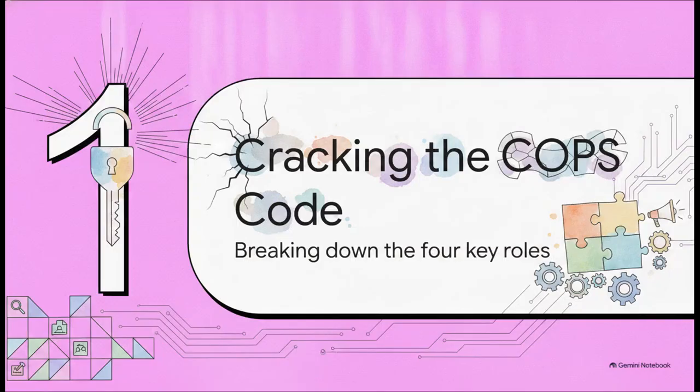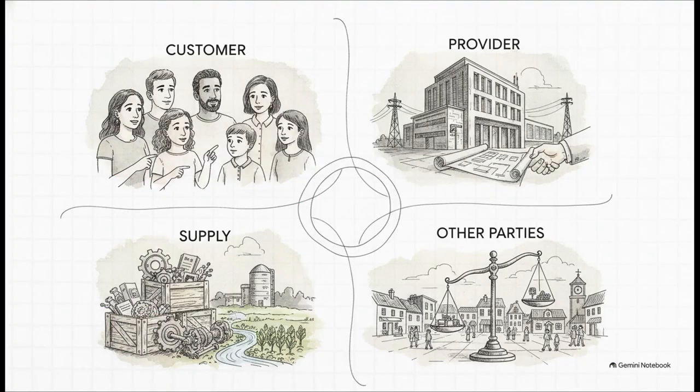All right, moving into section 1, cracking the COPS code, where we're breaking down these 4 key roles. So let's translate these abstract concepts into everyday functions just to prove that they really are the foundational building blocks of any network. C is your customer. This is the demand side, the people or places that are actually creating the need. S is supply, so that's whoever is providing whatever is needed to meet that demand.